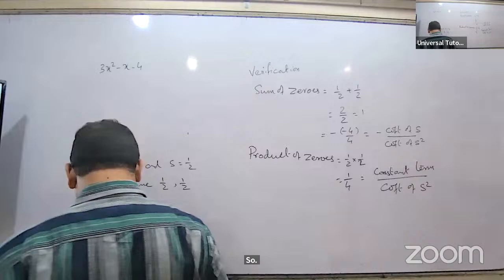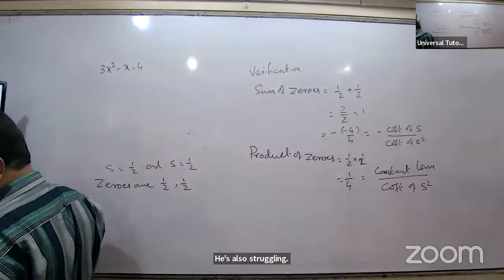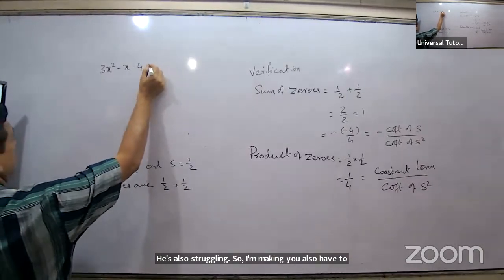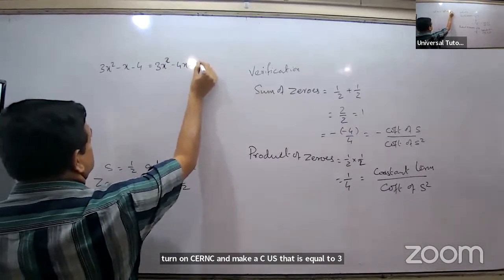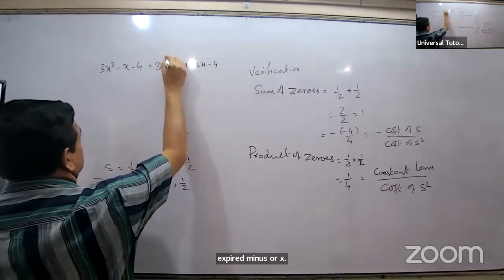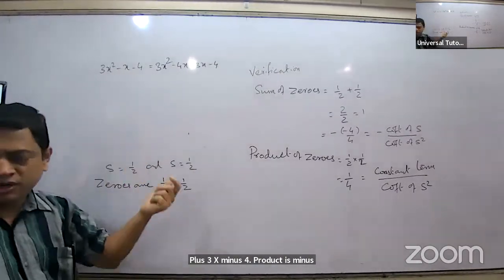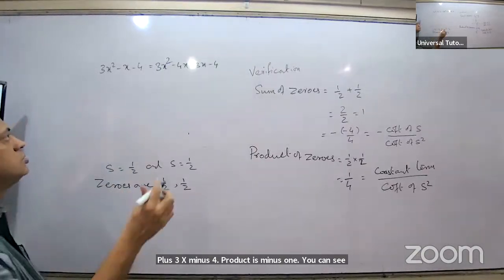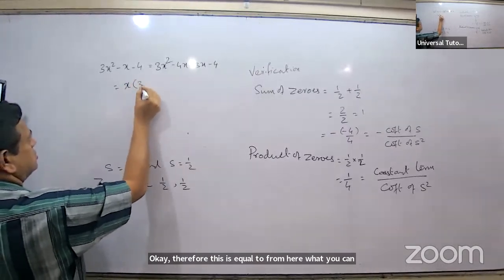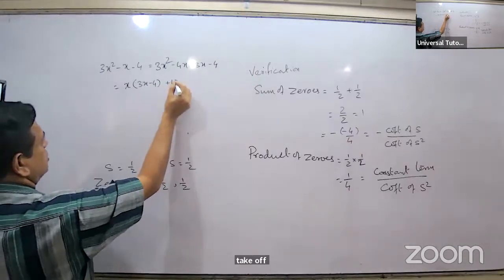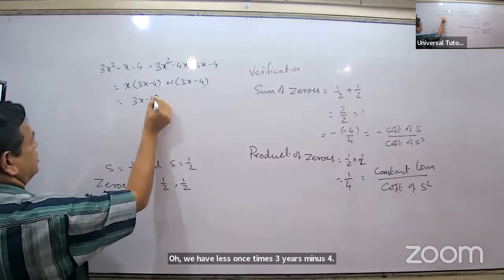Yours also has a factorization mistake. You also have to come outside and see. I need to see your steps. This is equal to 3x square minus 4x plus 3x minus 4. This is the way to get it. Product is -12. You can see these two. Product is negative, so 4 and 4 minus 3 is 1. So got it now? Therefore, this is equal to... From here, what can you take common? x, 3x minus 4. From here, plus 1 times 3x minus 4. That is 3x minus 4 times x plus 1.